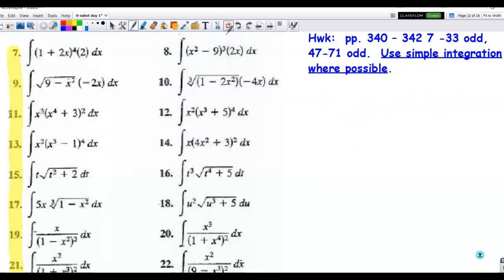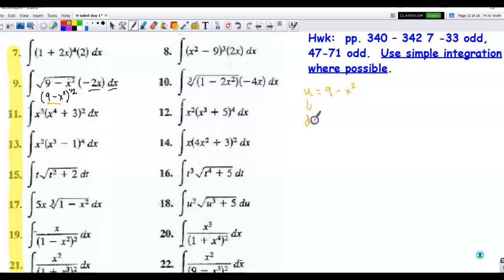Number 9. In number 9, I see a radical, and clearly 9 minus x squared is inside of that radical. I think it's probably beneficial and important for us to rewrite that for our math eyes as 9 minus x squared to the 1/2 power. And I have a negative 2x over here dx that I hope will appear. The inside function, 9 minus x squared, is being operated on by 1/2 power. So I'm going to let u equal the inside function of 9 minus x squared.